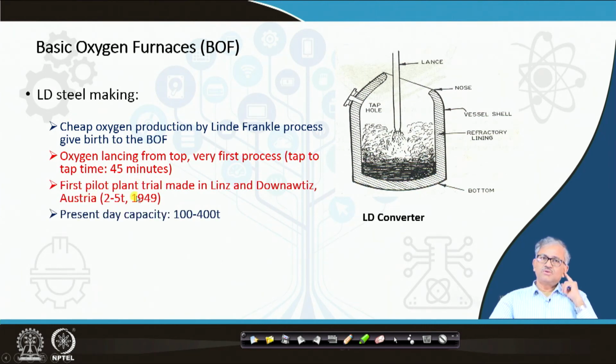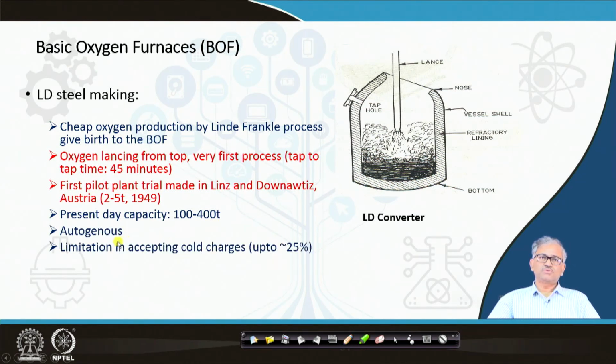The first pilot plant was set up in Linz and Donawitz, 2 to 5 ton, in 1949, that is 1950. After that, once LD came into the picture, slowly the open hearth phased out because of the very large time requirement from a productivity point of view. Presently its capacity is 100 to 400 ton. The LD furnace is available nowadays.